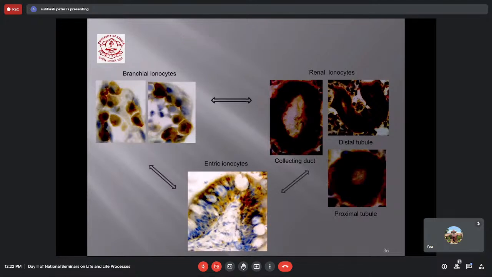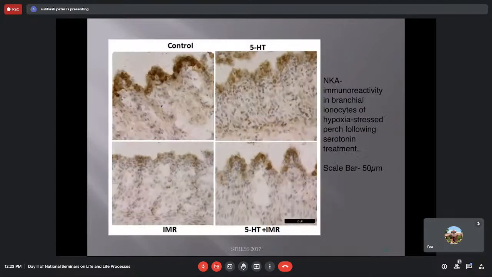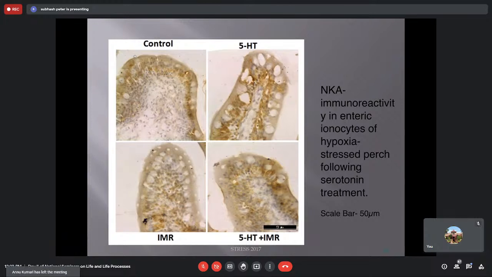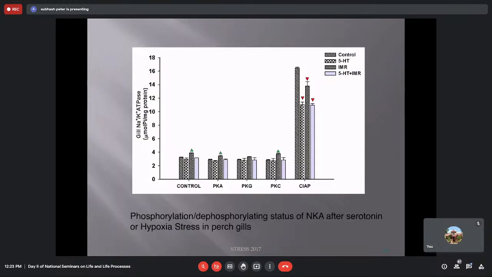And this is what we find. The control shows where immunoreactivity has also been different in the distal tubules where you have ionocytes. It's all different here. And you find there's a gain of immunoreactivity here in the proximal and the distal tubule by the serotonin. And here also in the intestinal part, it gets recovered.